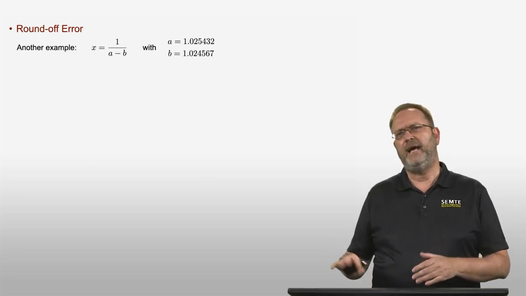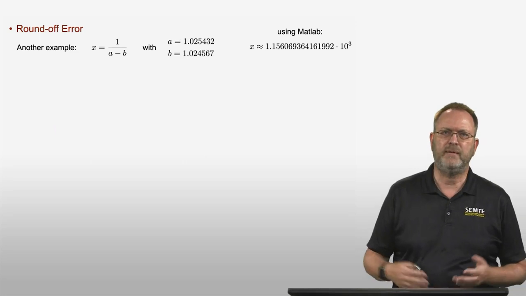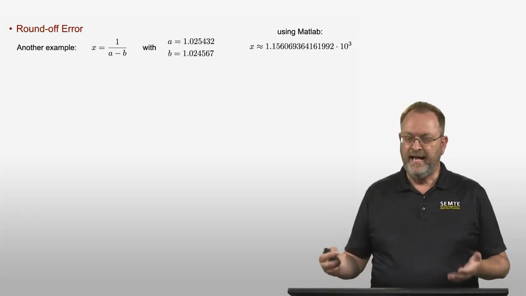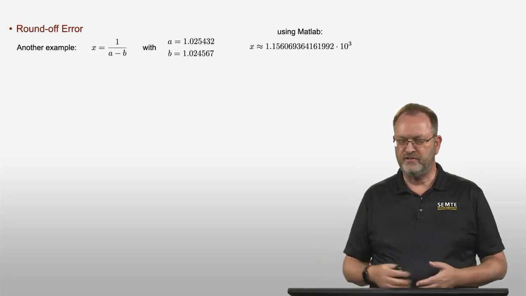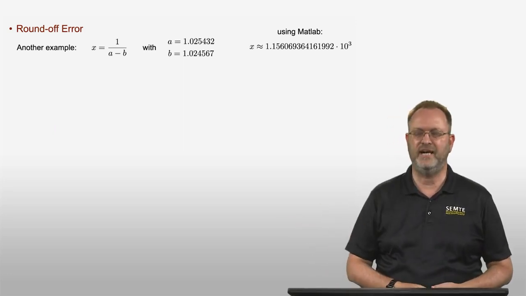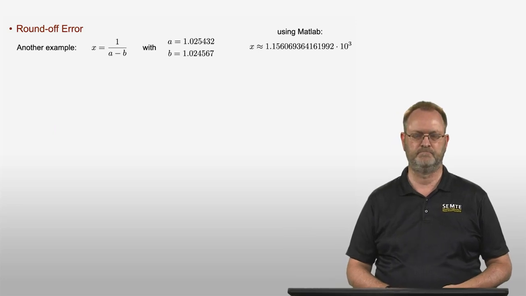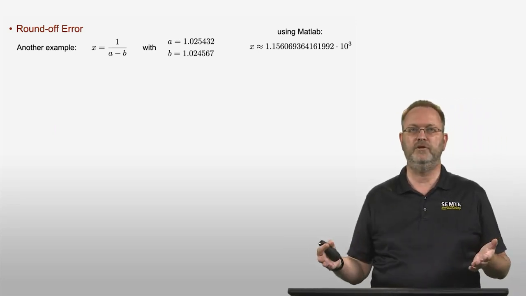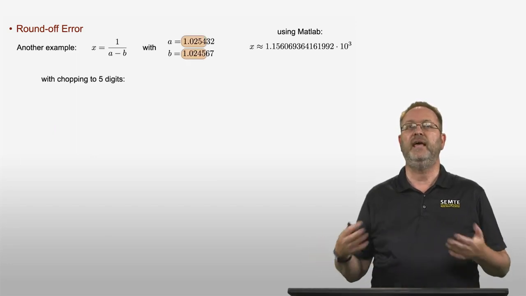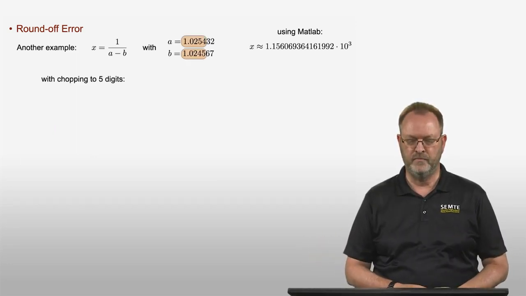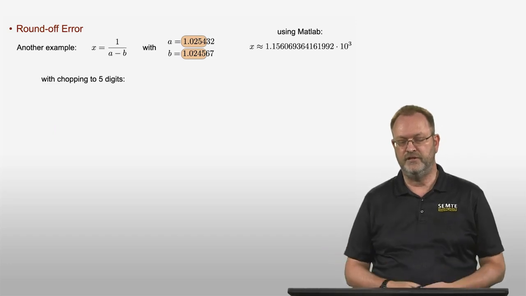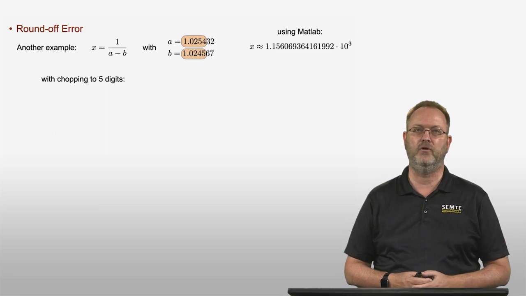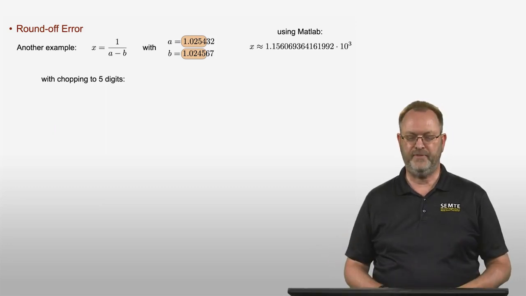Now, if we use MATLAB or a calculator that uses double precision numbers, you can type in these values and you would get that x is 1.15606 and so on. You can see the digits here times 10 to the power 3. Okay, let's do chopping with these numbers and see what the result is if we chop to 5 digits. So if we only have 5 decimal digits available for the numbers, then of course we can't store the entire number A or B. We would have to chop that number.